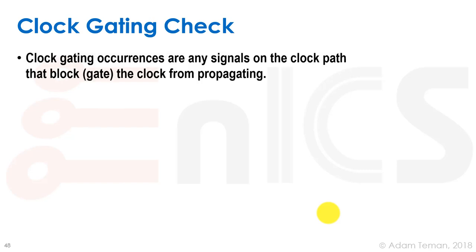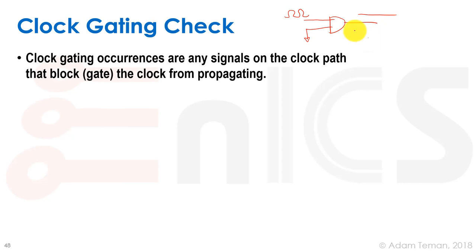The category of clock gating is more common. You'll see it often. And a clock gating check happens anywhere where we have anything that gates the clock. Gating the clock is something that blocks the clock. And if we have, for example, an AND gate on the clock, if there's an enable signal here that's going to be pulled down, and if this is the clock going through, we're going to have a gate. It's not going to show up. The output's going to be zero.